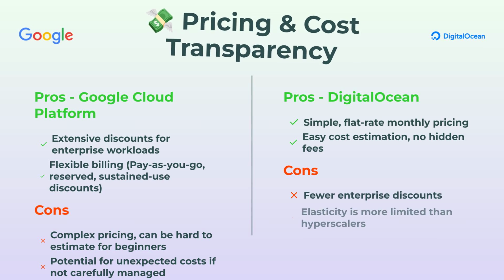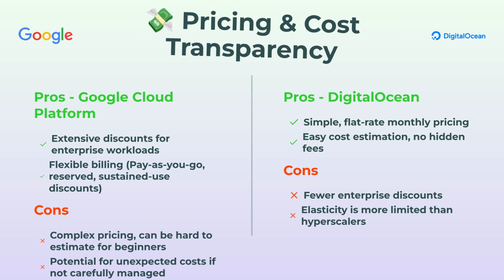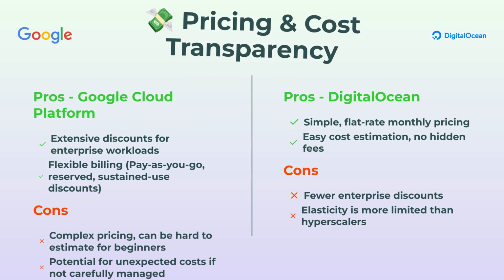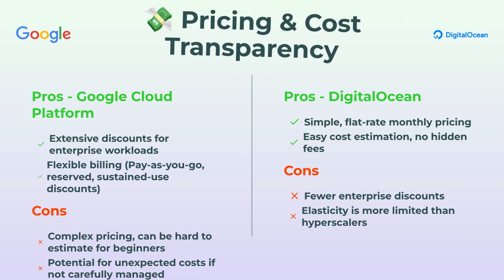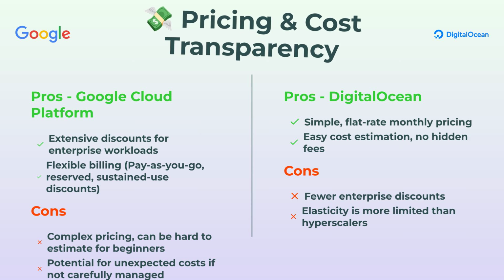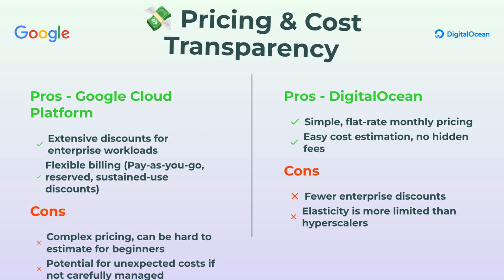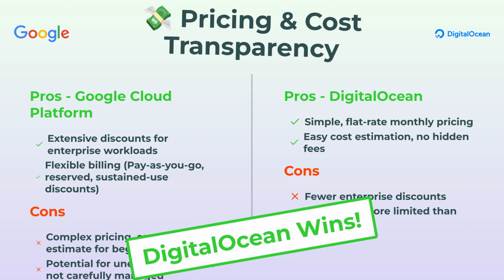Now, DigitalOcean is the total opposite. They've nailed simple, flat-rate pricing. You know exactly what you pay every month. There are almost zero hidden fees. That said, it's not perfect. Enterprise-level discounts are kinda rare, and if you need hyperscaler-style elasticity, you're a bit limited. Still, for most devs, transparent costs are a win. So yeah, if you want clear, predictable billing, DigitalOcean is definitely the winner here.